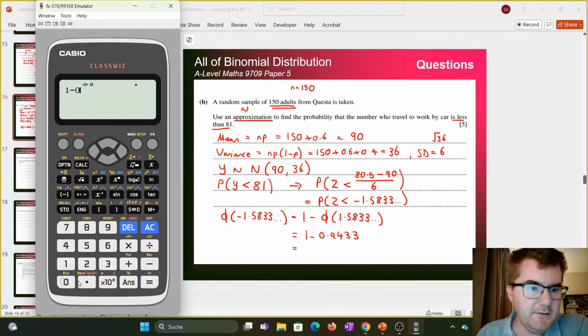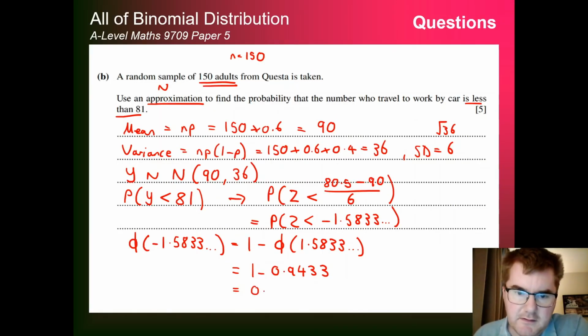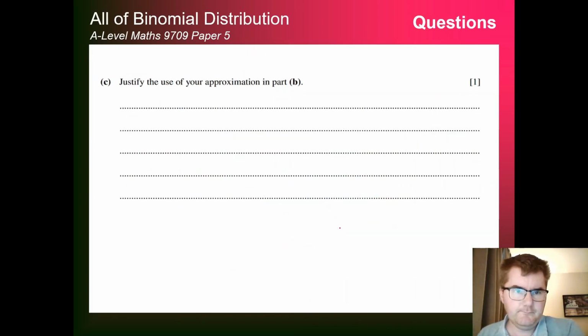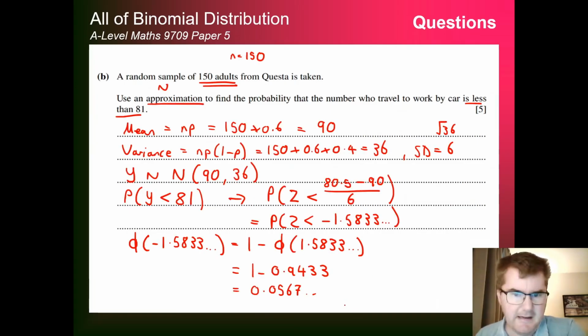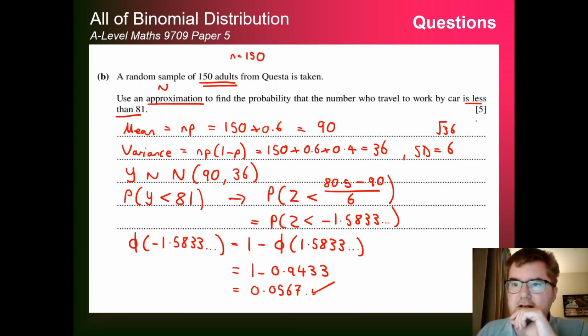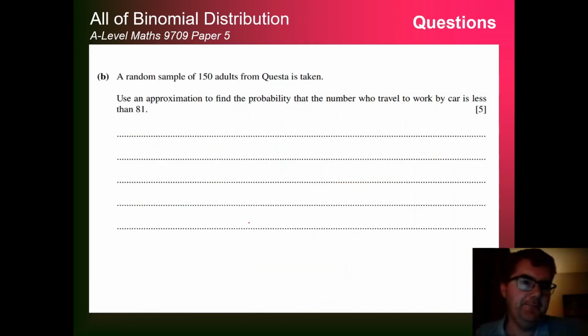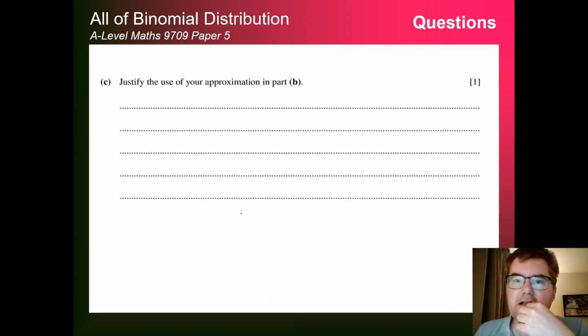So 1 minus 0.9433, and that gives us 0.0567. I hope there's no rounding error here. No, 0.0567. They are happy with that. That's nice to give us our 5 marks for this question. I gave myself a little bit extra room here in order to do the working, but I managed to fit it all into here. And part C, so justify the use of your approximation in part B.